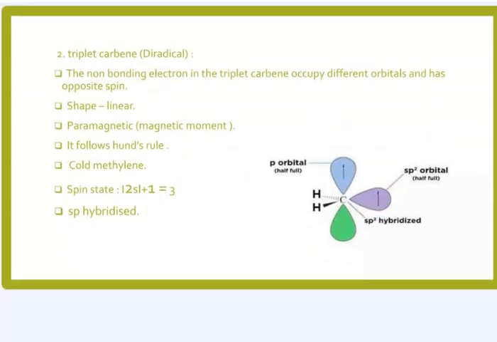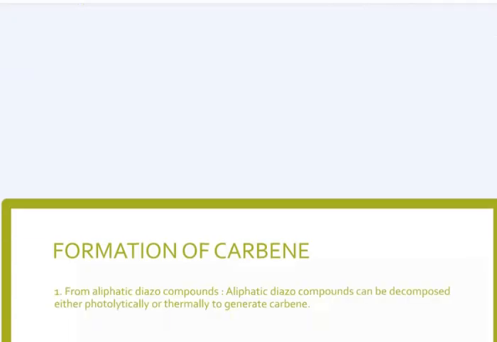Now triplet carbene. The non-bonding electrons in the triplet carbene occupy different orbitals and have the same spin, shape linear, paramagnetic means magnetic moment, it follows Hund's rule, cold methylene, spin state 3, that's why it is triplet, and sp hybridized. So remember the difference between triplet and singlet carbene.